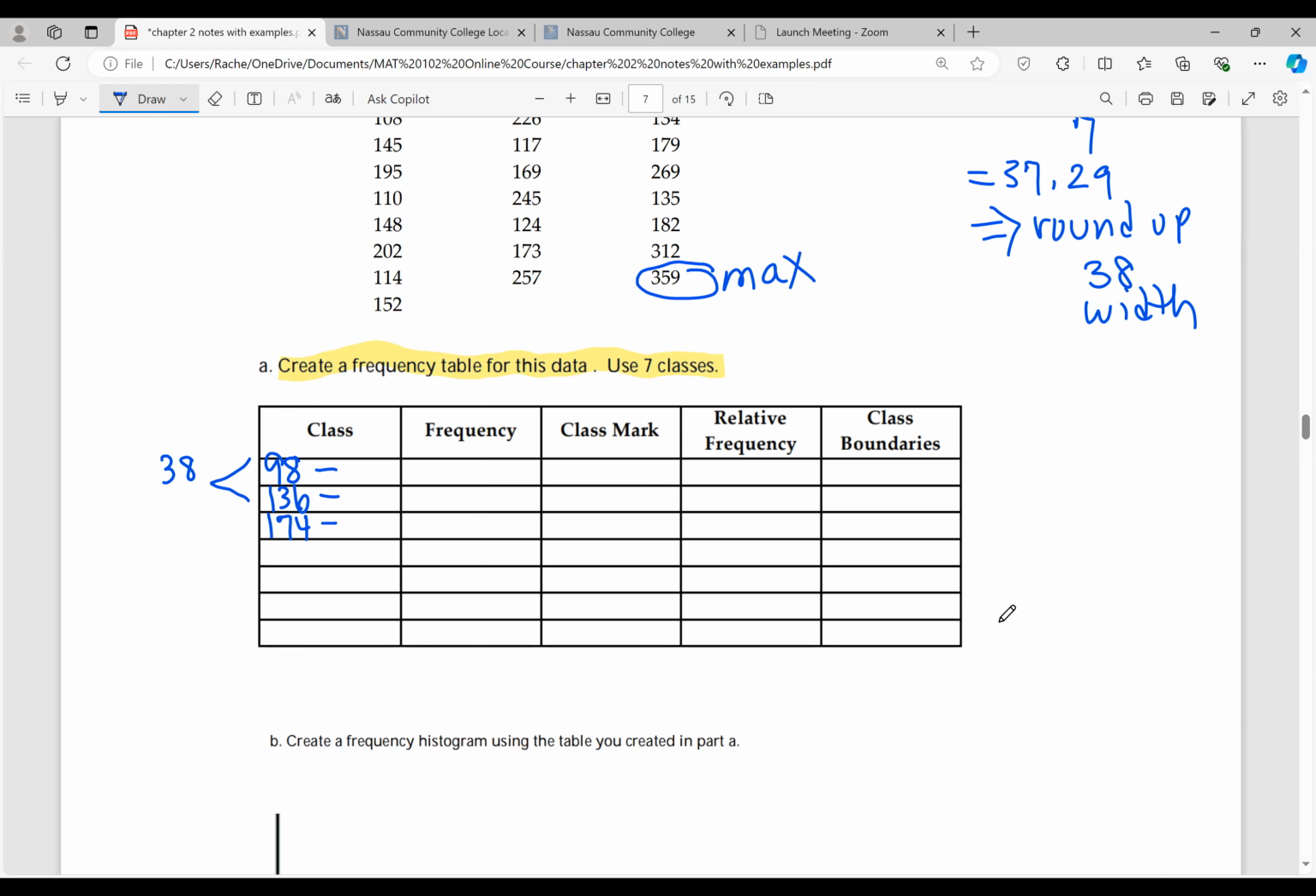So I'm going to do the rest for us. So if we keep adding 38, my next lower limit's going to be 212. If I add 38 again, we're going to get 250. If I add 38 again, we're going to get 288. And then if I add 38 one more time, I'm going to get 326.